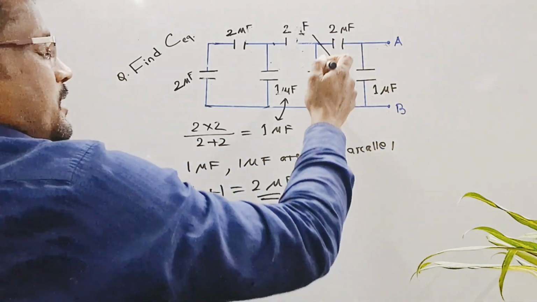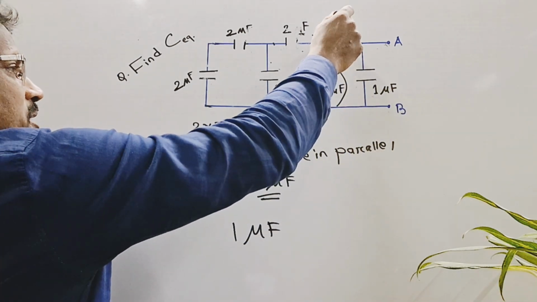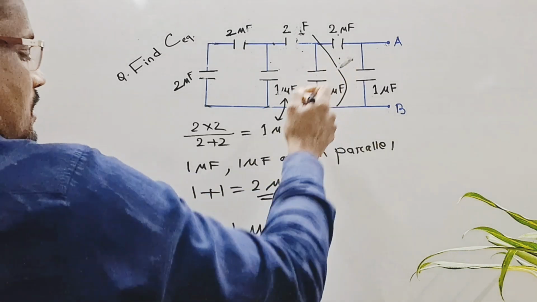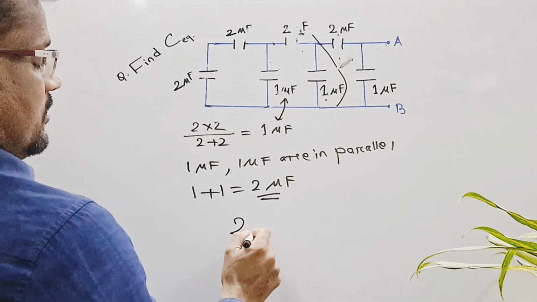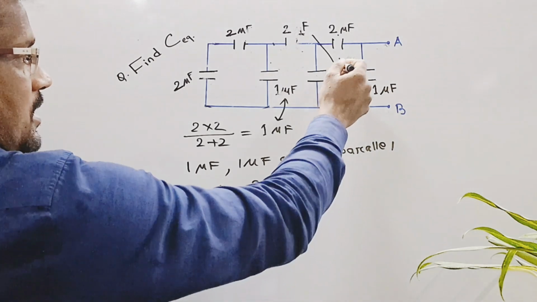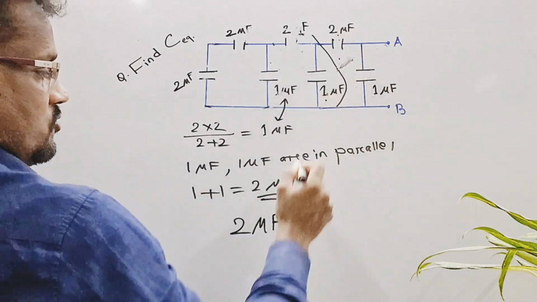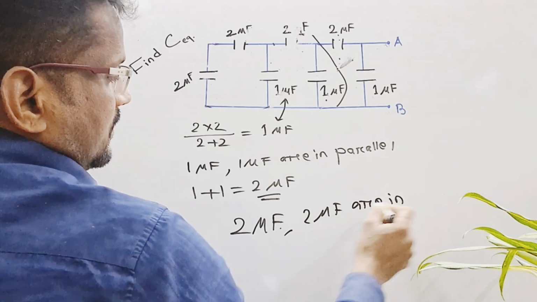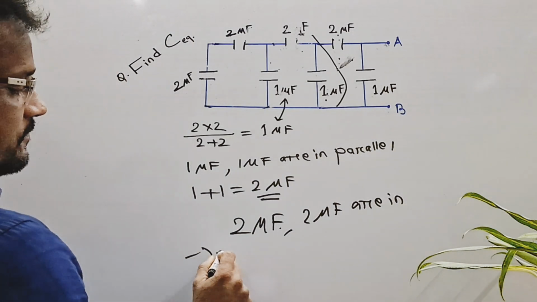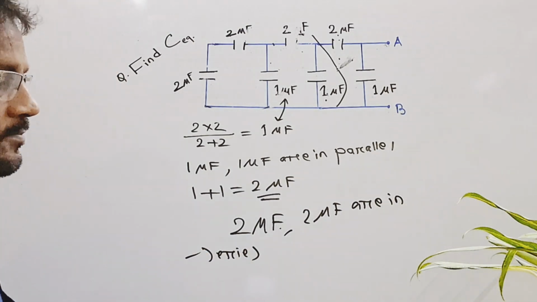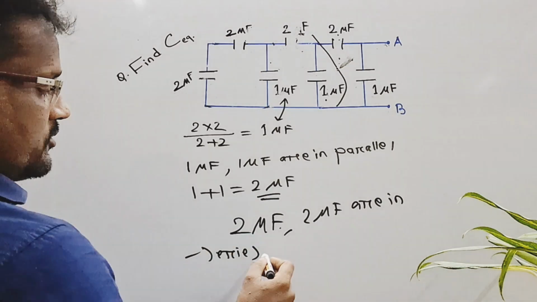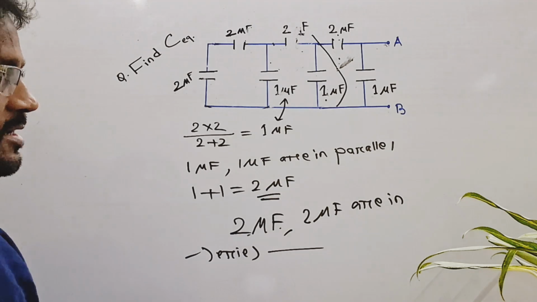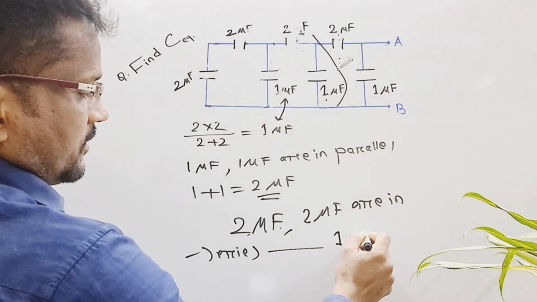That's your 2. And again this 2 microfarad and this 2 microfarad are in series. Proceeding this way, you will obtain here 2 microfarad and this 2 microfarad are in series. Therefore the resultant will be again 2 and 2, that is product of the capacitances by sum of the capacitances, which will be 1 microfarad.